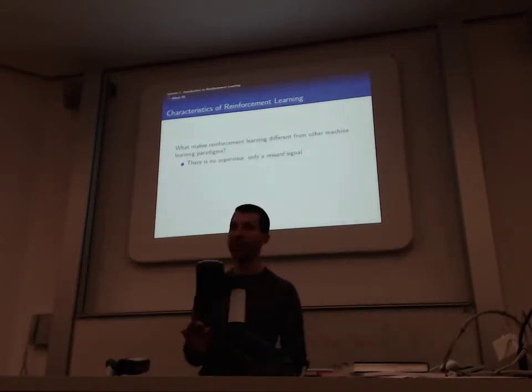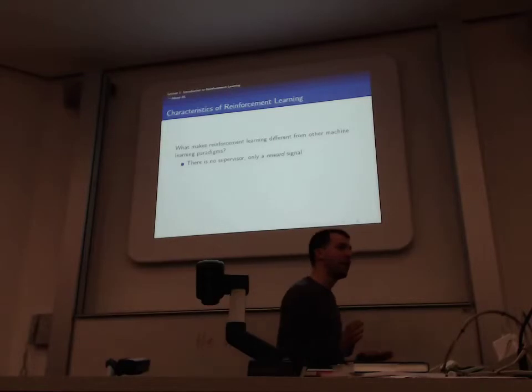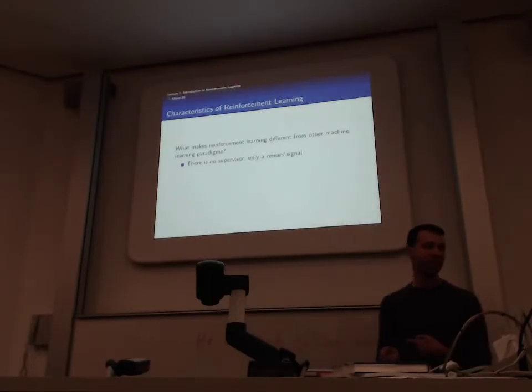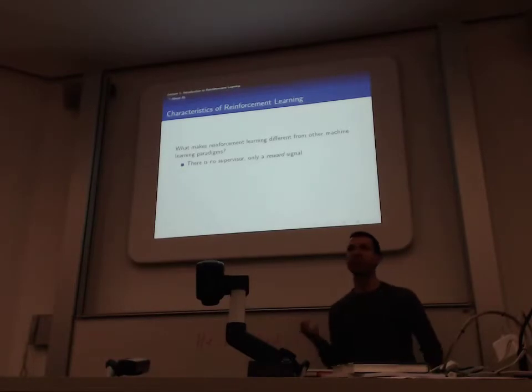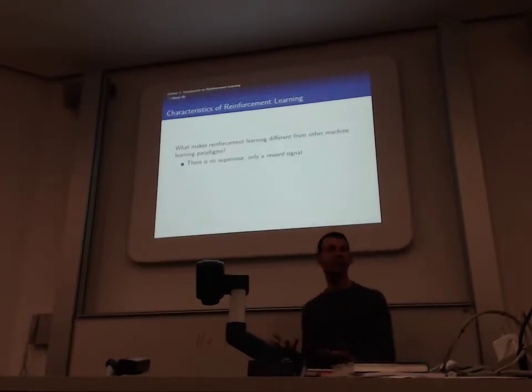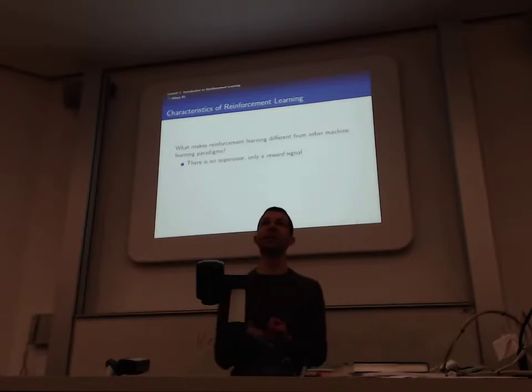I just wanted to sort of dwell on this. I rushed through it last time. But I really just wanted to discuss this in a little bit of detail. So there's some really important distinctions. So perhaps the most important is that in reinforcement learning, like unsupervised learning, there's no supervisor. There's no one to say you're right or wrong.